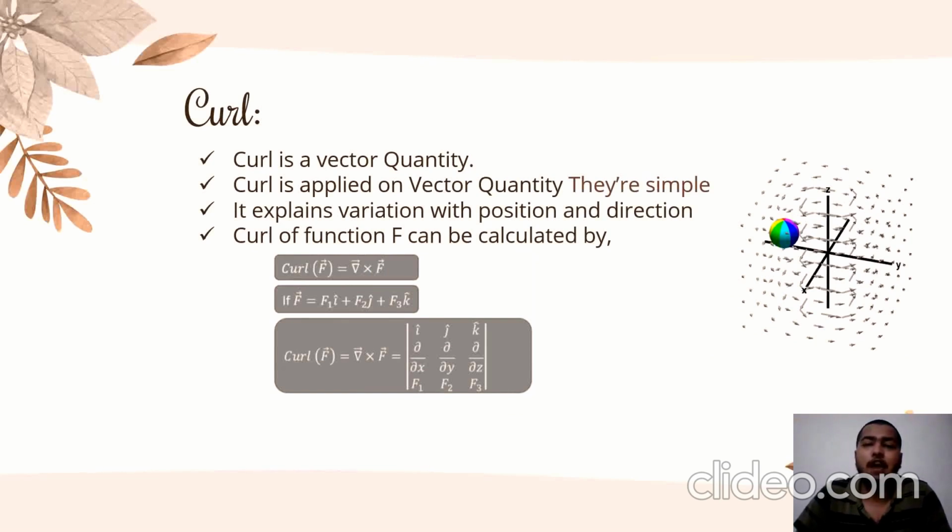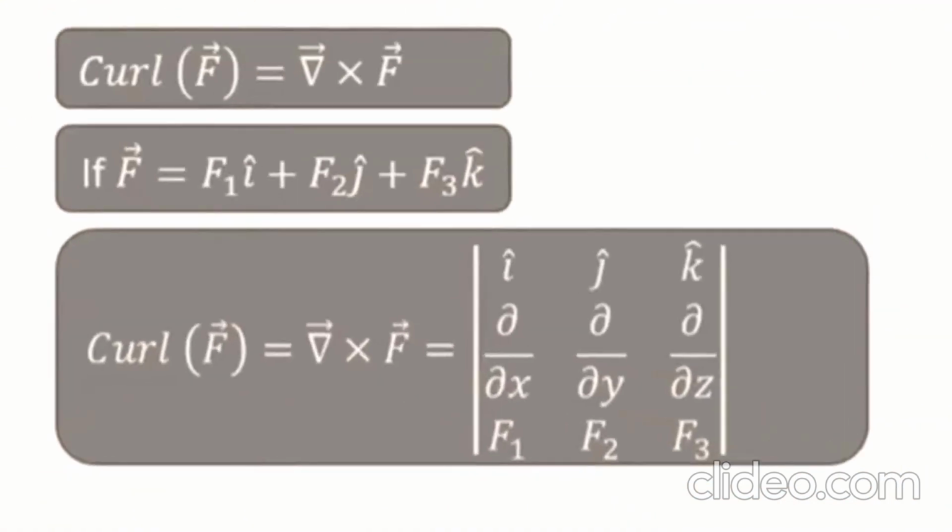The curl of a function f can be calculated as follows. Suppose there is a function f, then the curl of this function would be del cross f, which is the cross product of del with function f. If f is equal to f1 i plus f2 j plus f3 k, then the curl of f can be calculated simply as del cross f, which you can see on the screen in the form of a determinant.